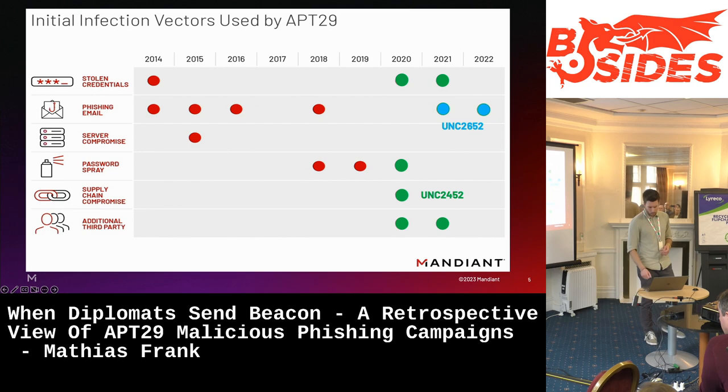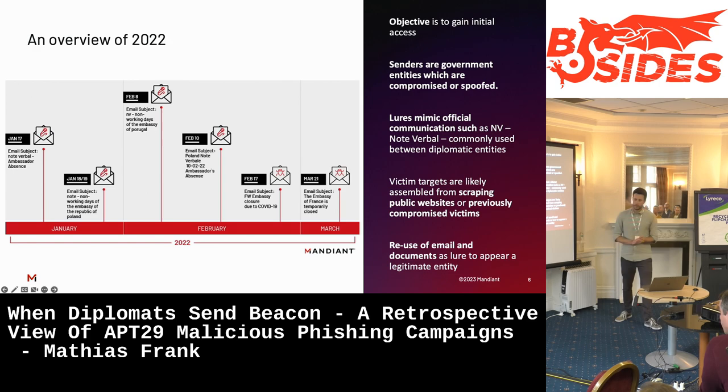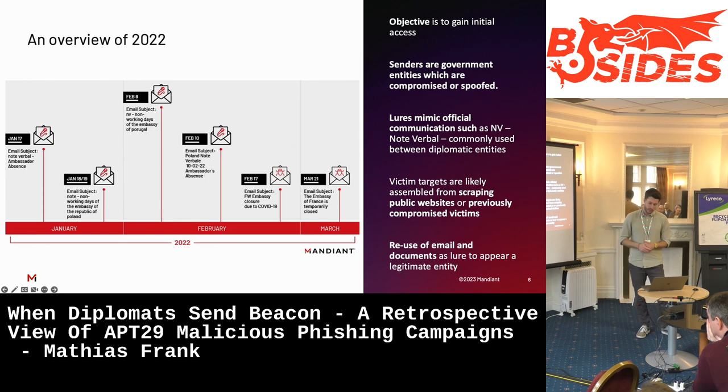Good. But now let's get back to the original topic, phishing. So a quick overview about 2022 and what type of phishing we've identified. APT29 is very, very active when it comes to phishing, especially when it comes to phishing government entities. On this screen, we can see just Q1 of 2022, because I couldn't fit the remaining three quarters onto the screen, basically. For example, we have here on January 18, an email subject which states note verbale, which is a very common term amongst international organizations and governments, a term to communicate different updates. For example, note verbale, non-working days of the embassy of the Republic of Poland. It is basically just an out-of-office message.